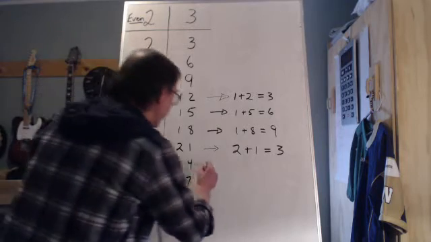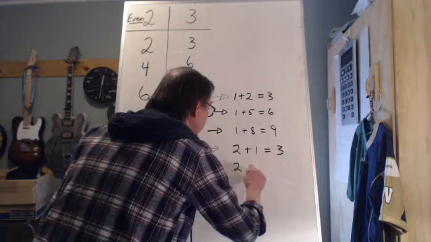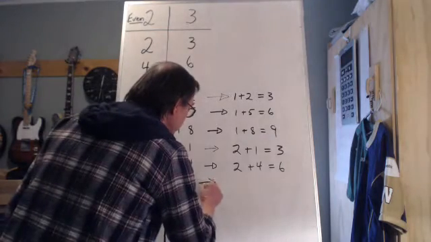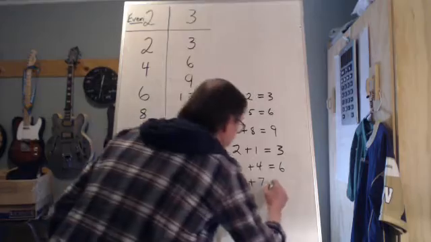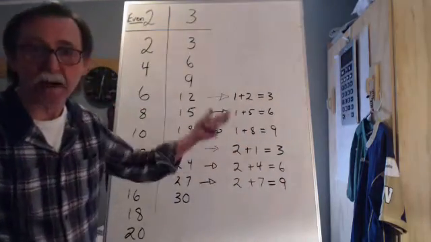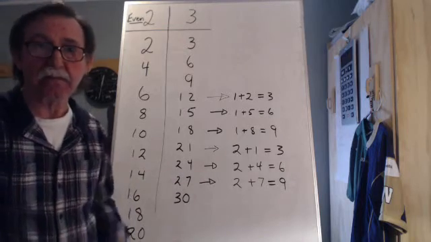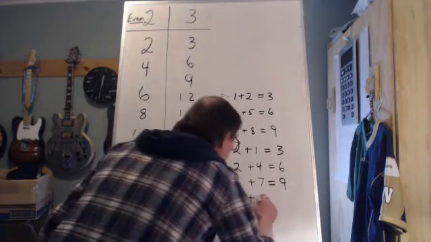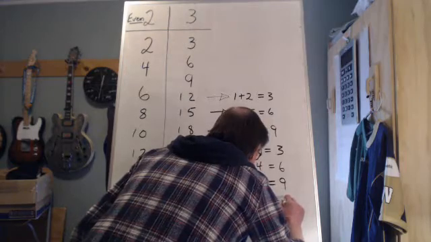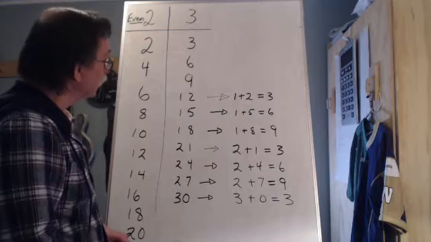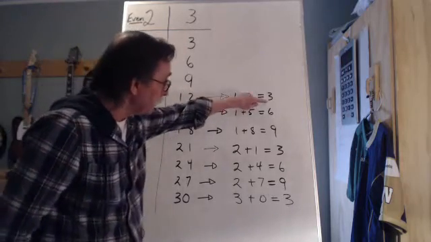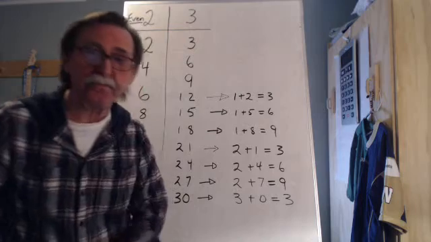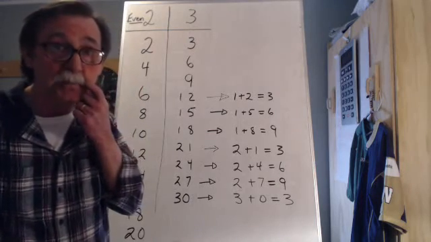2 plus 4. What does 2 plus 4 make? That makes 6. 2 plus 7 makes 9. Oh my goodness, the whole pattern keeps repeating. It's buried right under our noses. And finally, 3 plus 0 is equal to 3. Look at that. 3, 6, 9, 3, 6, 9. What do you think the next one would be? It would be 33, and those two numbers would add up to a 6.